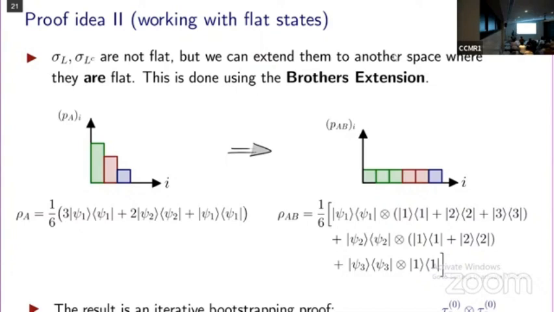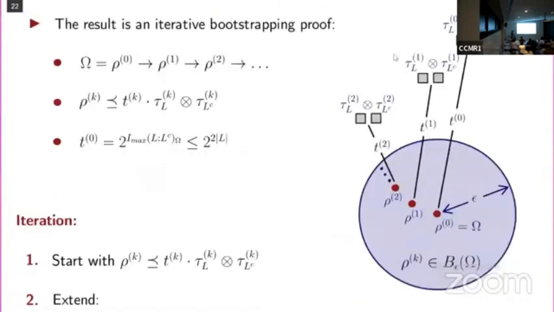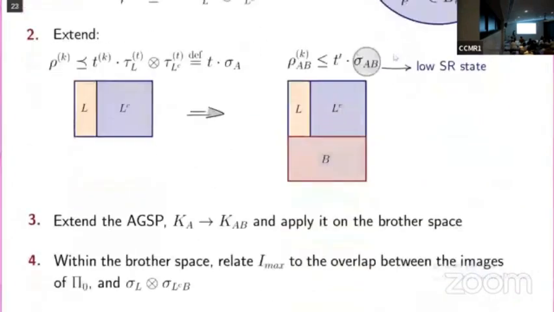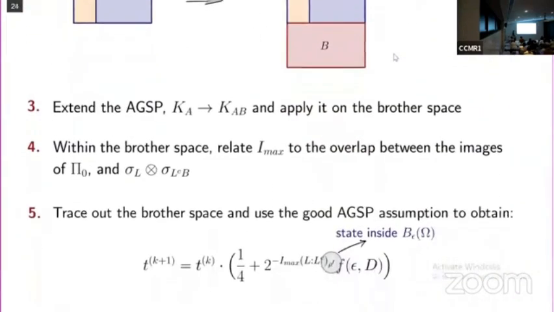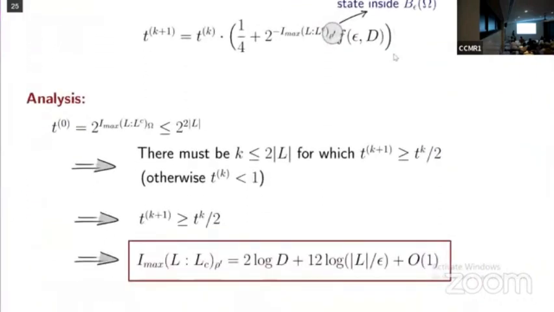So this is the road that we follow. And I don't have time to go over it, but in the end, we apply a certain argument in an iterative manner. We always get some product states that satisfy this condition, and using the auxiliary extension, we can relate their overlap with the ground space with their IMAX, and in the end we get the result we need.